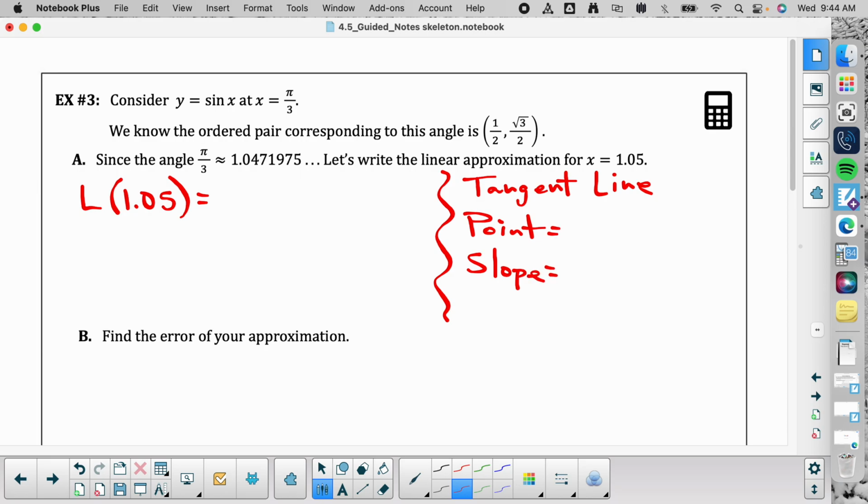The point would be x equals pi thirds. That's why I don't like that they wrote it that way. It's kind of misleading. Okay, what would be the y value at sine of pi thirds? Yeah, because that's 60 degrees. I was thinking 1/2 in my head, but that's 30 degrees.